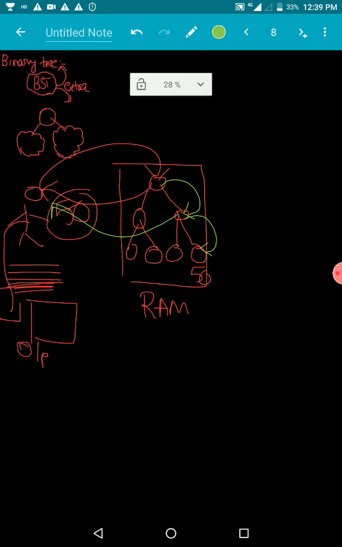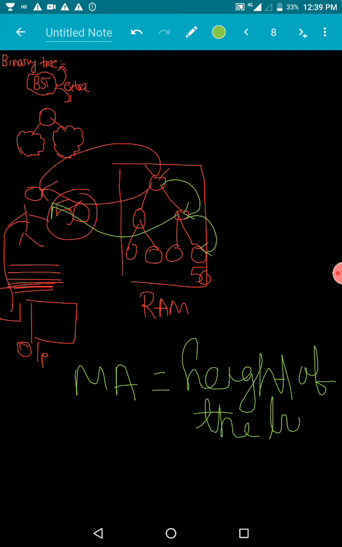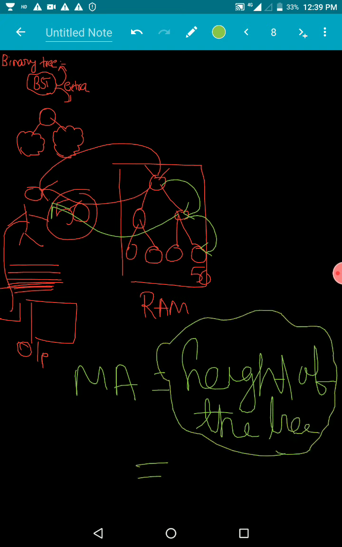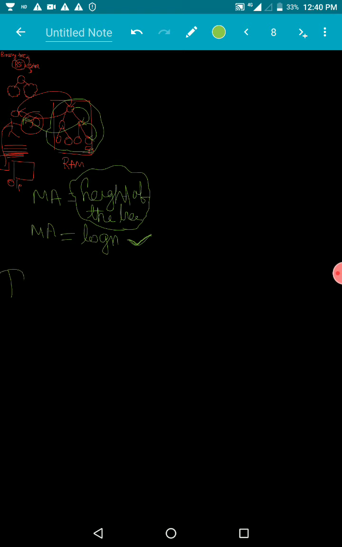So how many memory accesses will be needed here? Memory access always depends on the height of the tree. Already we found the height of the tree, and here the height plays an important role. The general form is log n. Yes, this is an efficient method.